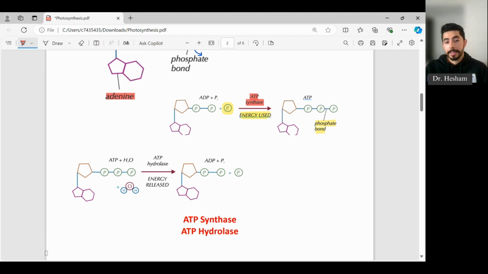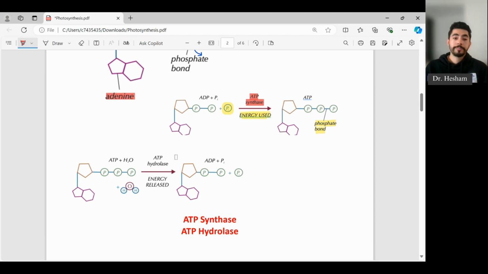So in a place, for example, like the roots in a plant, roots require energy in order to suck in the water from the ground or from the soil. So roots will require a lot of energy. They don't make energy, they require energy.